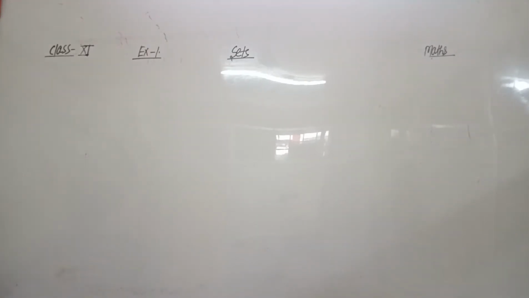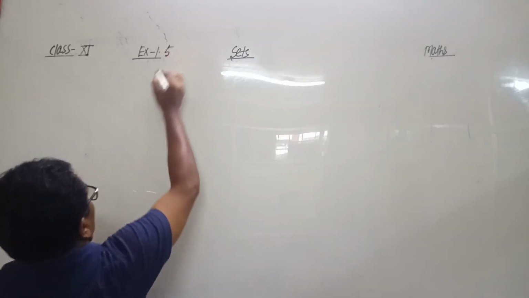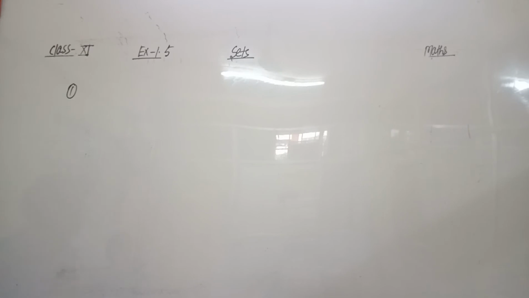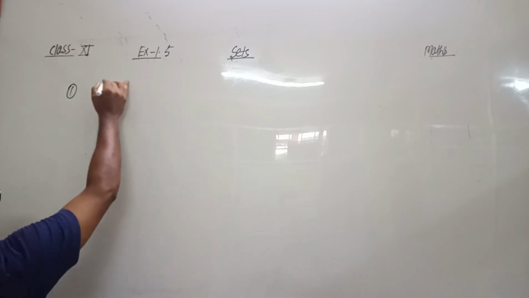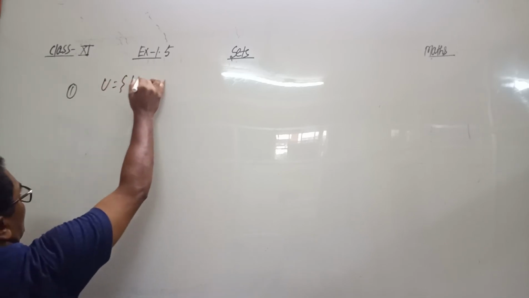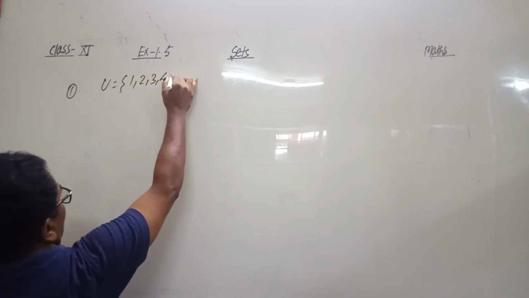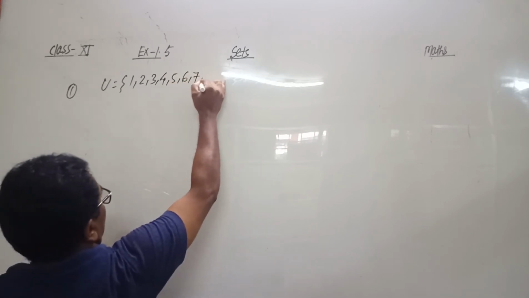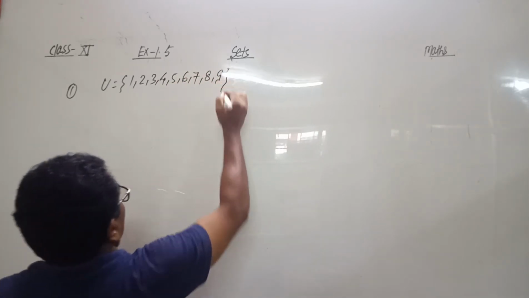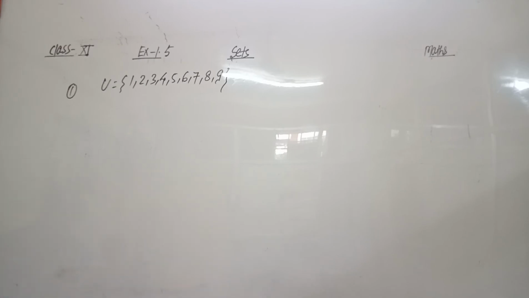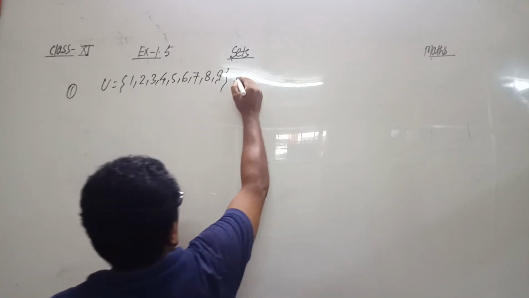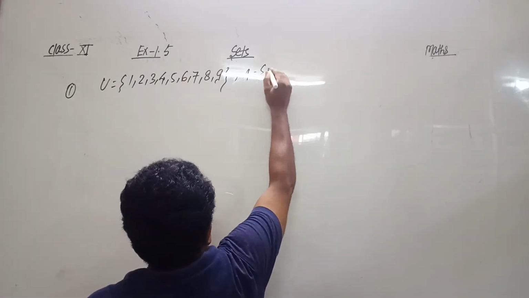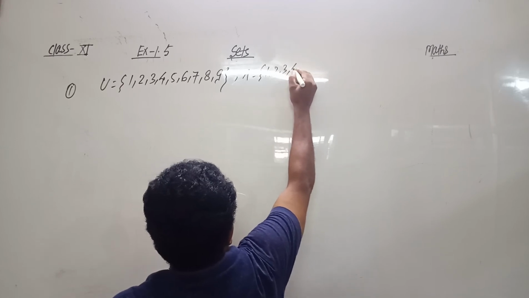Exercise 1.5. First question. We have given universal set U equals 1, 2, 3, 4, 5, 6, 7, 8 and 9. Universal set is given. Set A equals 1, 2, 3, 4.